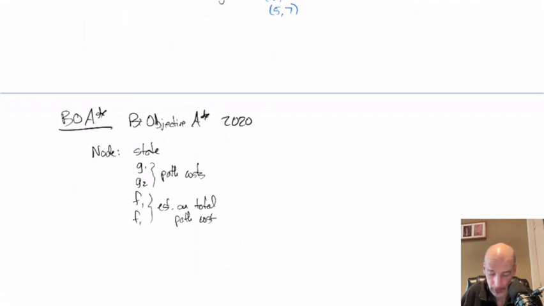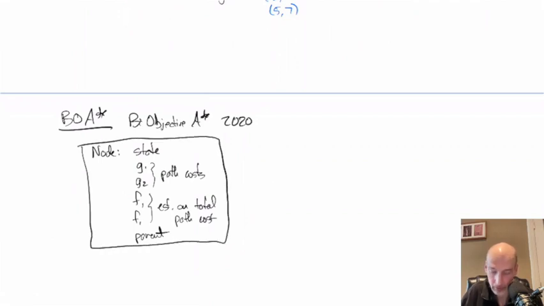And then we're also going to keep the parent. Okay. So the nodes in here are a little bit expensive. There's a lot of information we have to keep here. But in addition to this, actually, let's just move this out of the way.